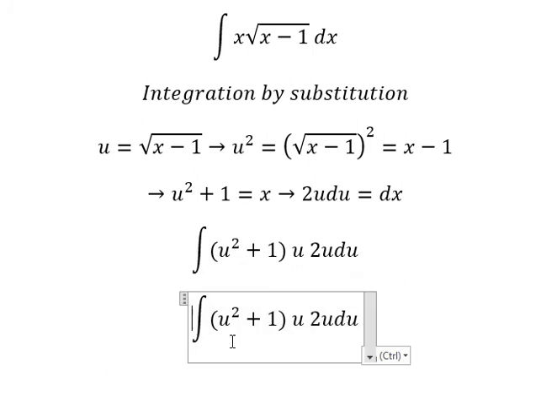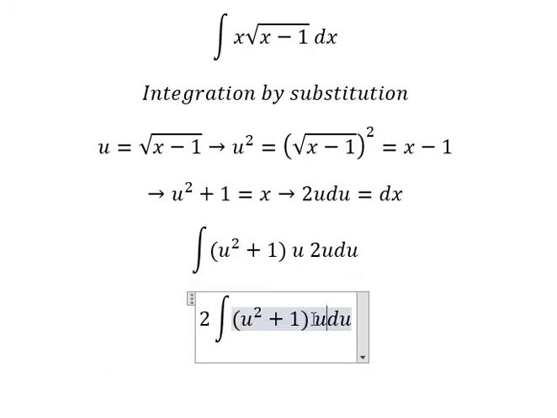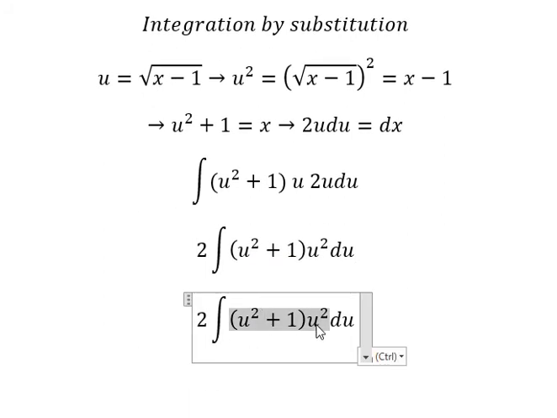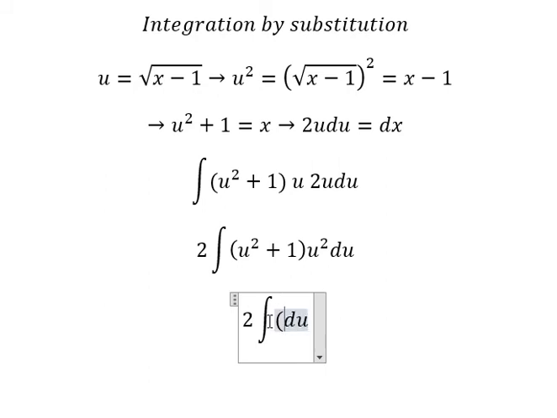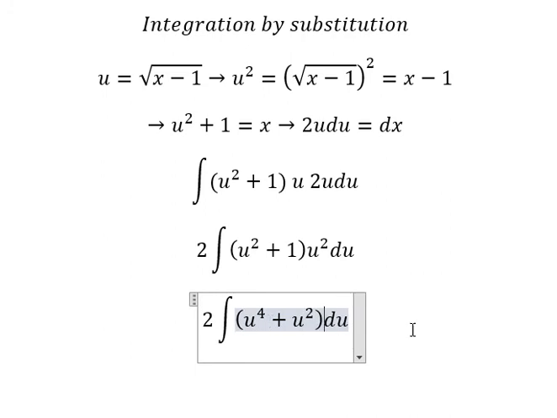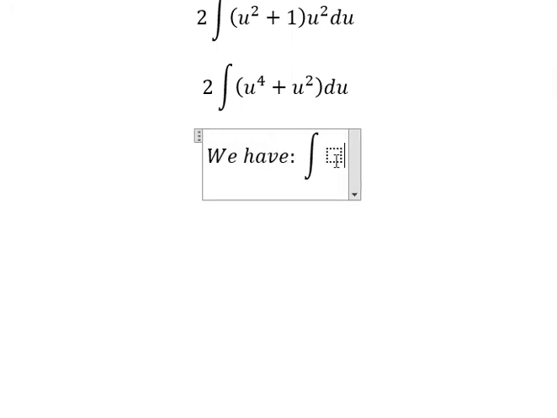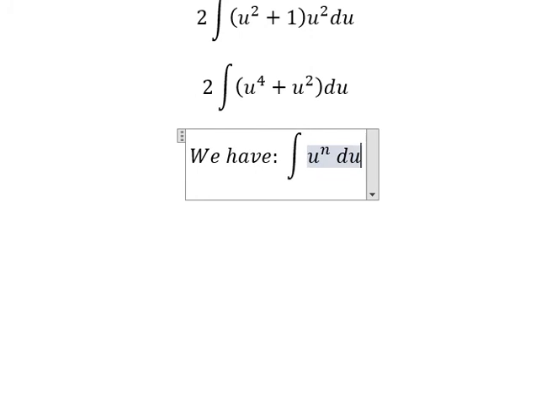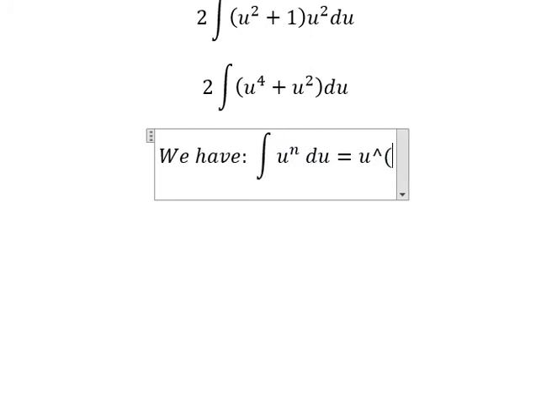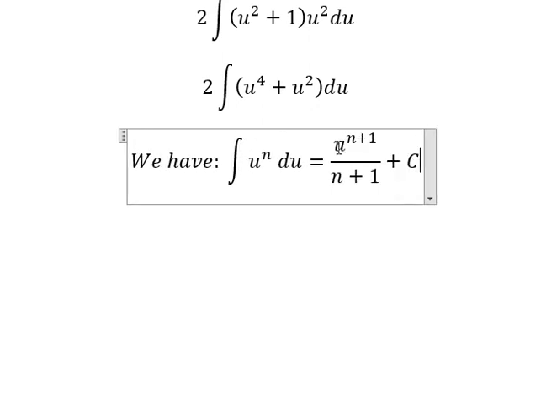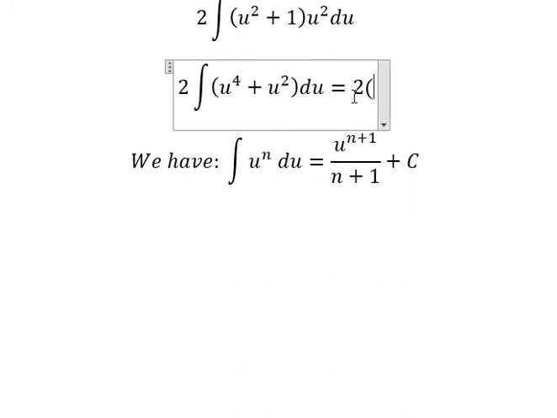So number 2 I will put outside u and u, we have u squared. So this one we have u squared multiplied by u squared and number 1. Next, we have the formula in here. The integration of u to the power of n du, we have u to the power of n plus 1 over n plus 1, and I will put c. And now we have the final answer.